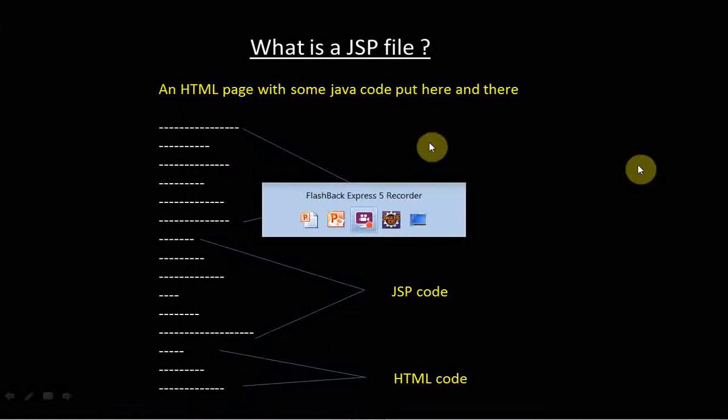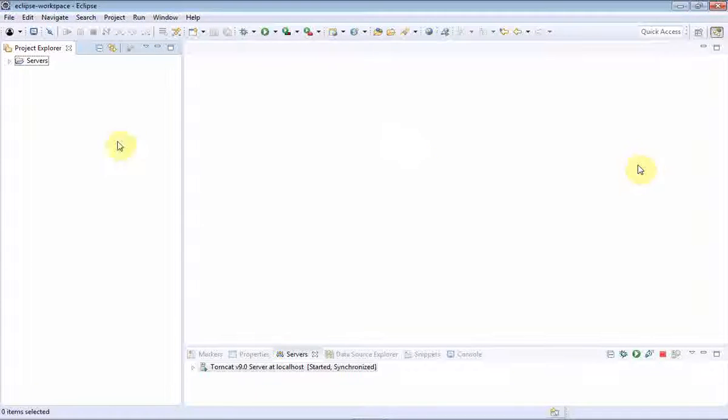Now let me open our IDE, that is Eclipse IDE, and let me write a very small, simple program that I will be explaining to you. Now here we will be writing the JSP program. This is the Project Explorer window. Our Tomcat server has been started.